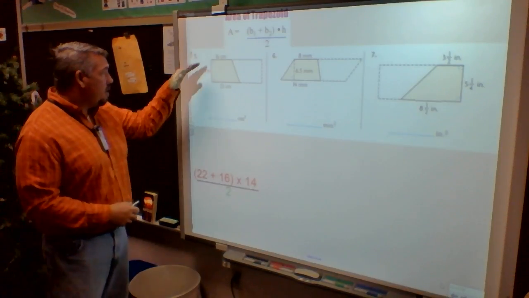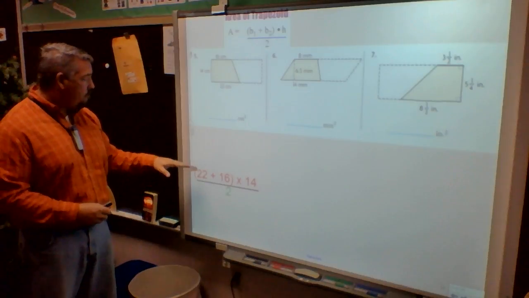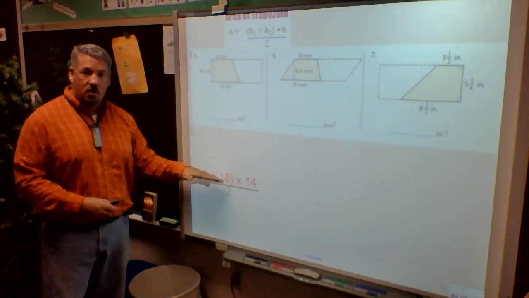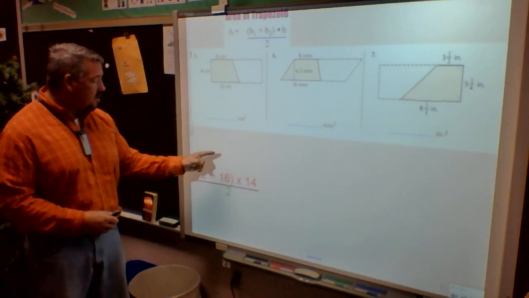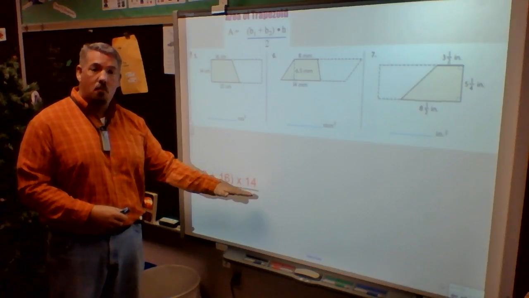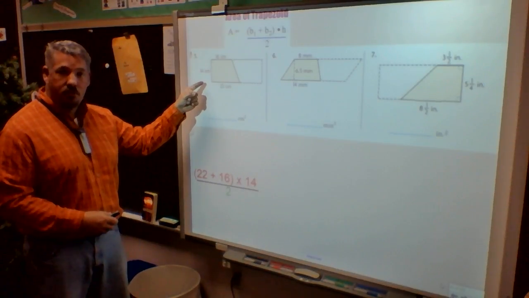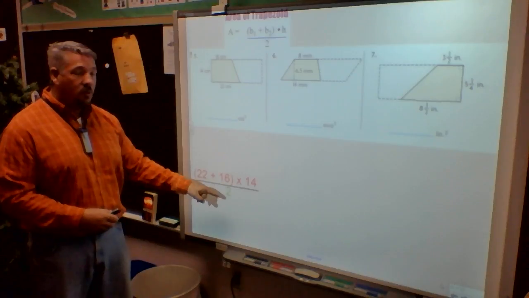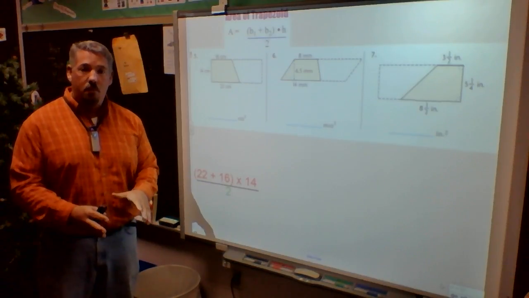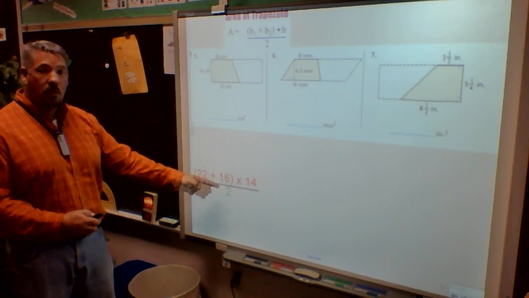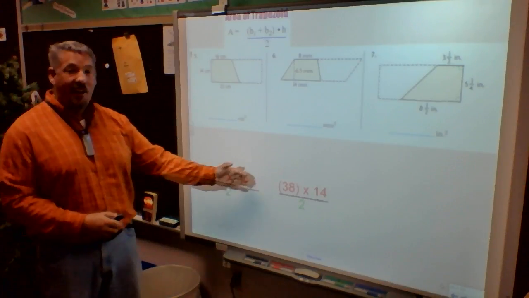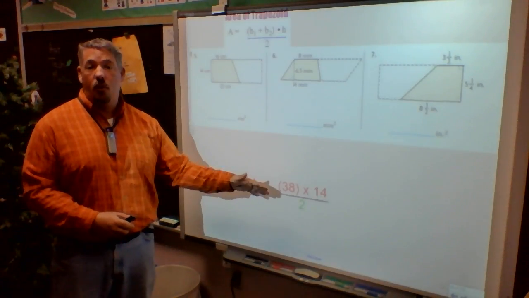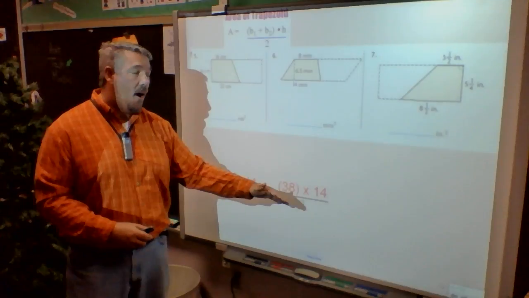When I plug in my information, I take my base 1 plus my base 2 and put them inside of parentheses. I show that I want to multiply by my height. They tell me it's 14. And then I'm going to divide by 2 as my last step. When I add those together inside my parentheses, I get 38. And 38 would then be multiplied by my height of 14.